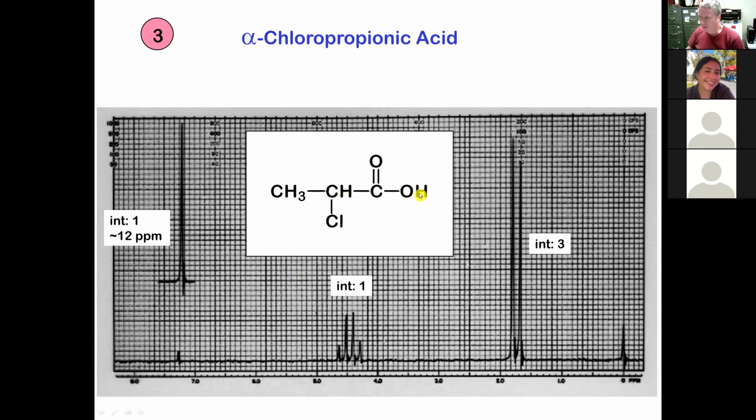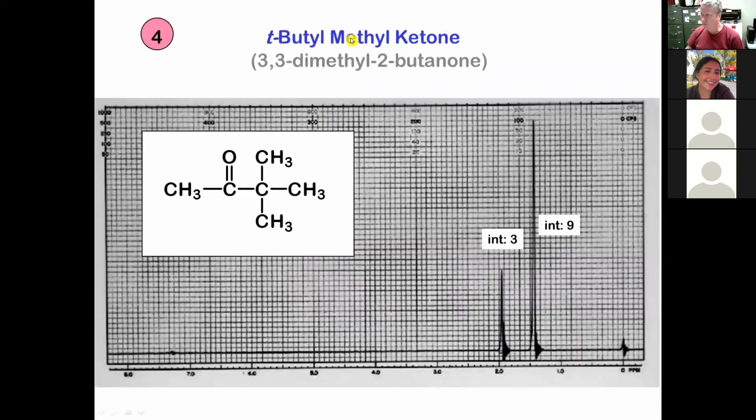Okay. Now, what about this peak way, way, way downfield? What's that one? 12 ppm. Huge downfield effect. Which proton did we not discuss? The carboxylic acid. Yeah, that's right. So carboxylic acids come way, way, way down, 10 to 12 ppm.